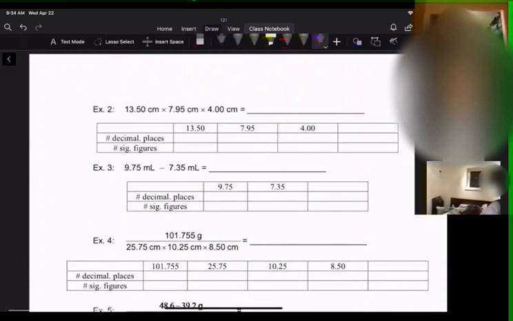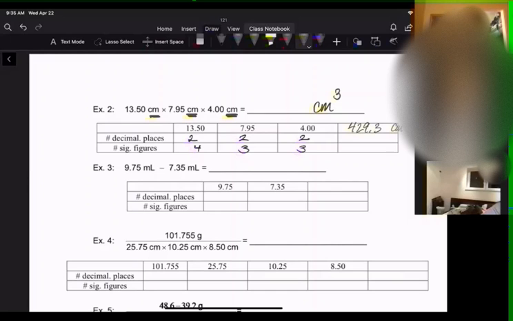All right, so same thing. We can look at the decimal places and we can identify the significant figures. And now we have to calculate our answer. Also, notice what happens with the units. They get multiplied together. So our answer is going to have centimeters cubed as the units.